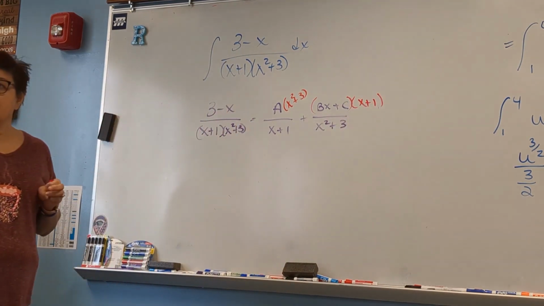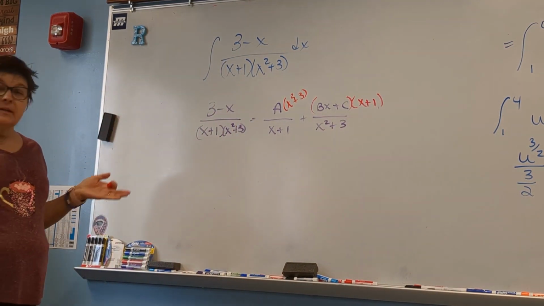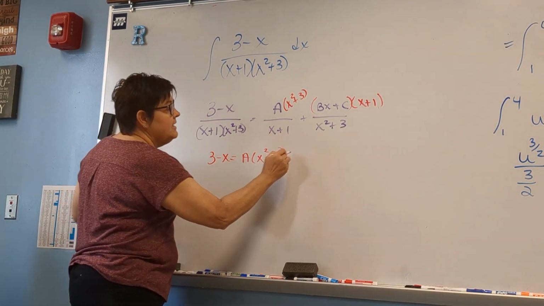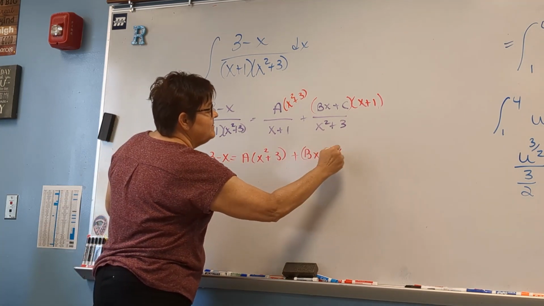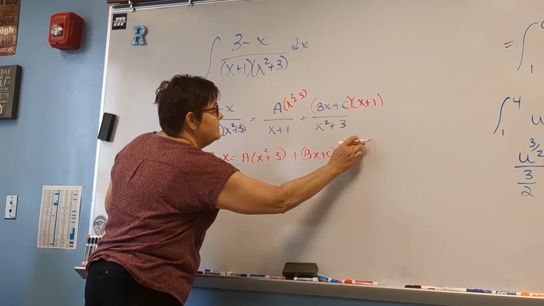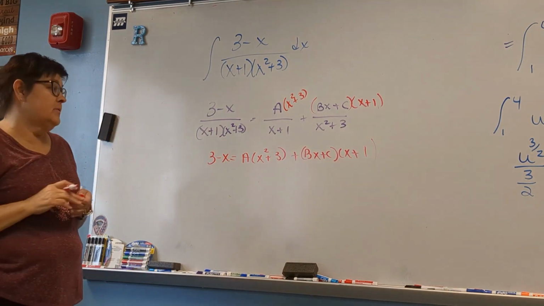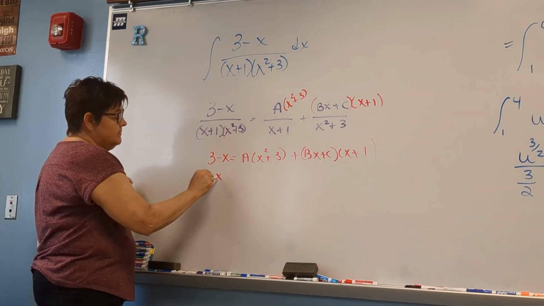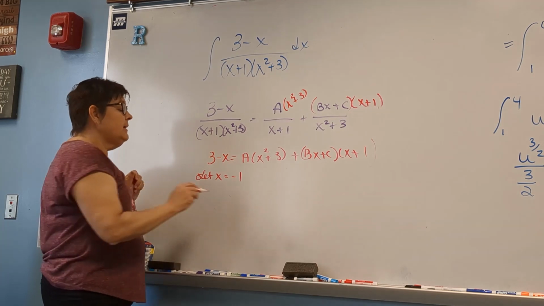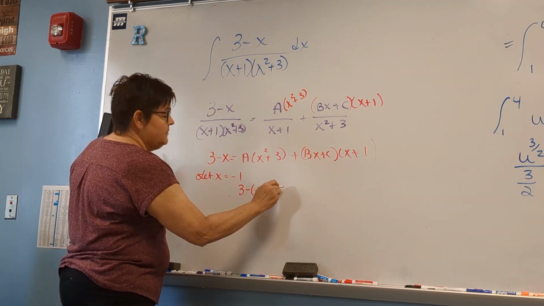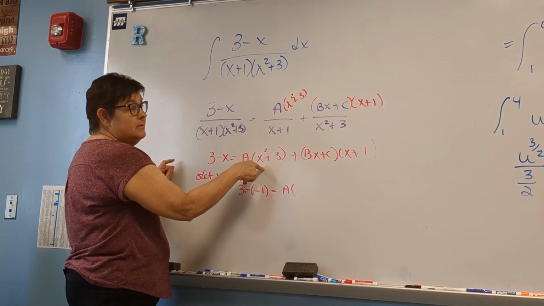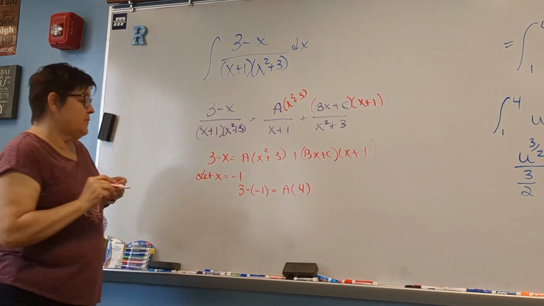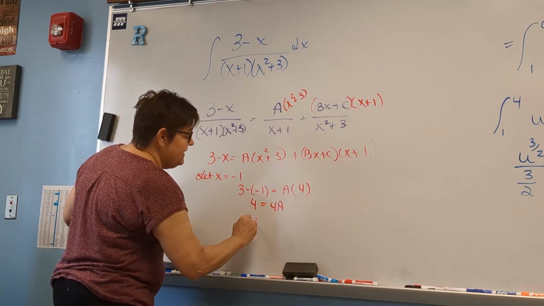All right, how do we feel? Feel good. Okay. So we have 3 minus x equals a times x squared plus 3 plus bx plus c times x plus 1. Okay, now, if you can recall, let x equal -1. Does that ring a bell? Okay, so 3 minus -1 is equal to a times -1 squared. 1 plus 3 is 4, and that zeroes out. So 4 equals 4a, a is 1.